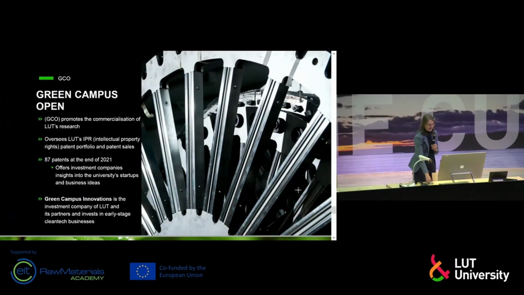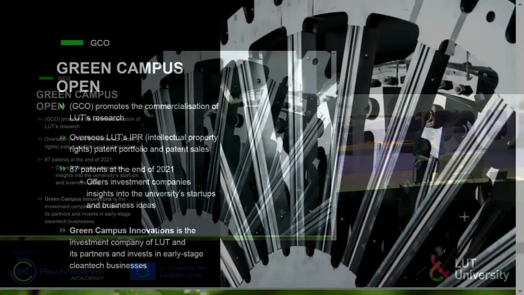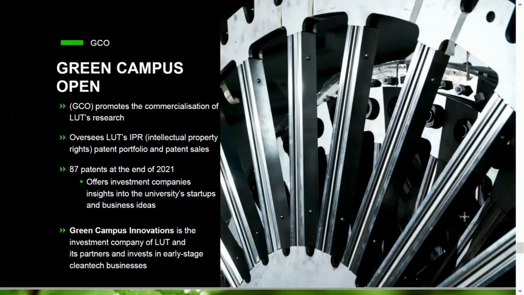And then another example that is more targeted to our researchers, not the students, is Green Campus Open. Green Campus Open promotes the commercialization of our research results. I already mentioned this Business Finland funding. They also offer a specific type of funding to commercialize research outcomes. And there, Green Campus Open helps. There is a specific process for applying for the funding, and Green Campus Open takes care of this process.